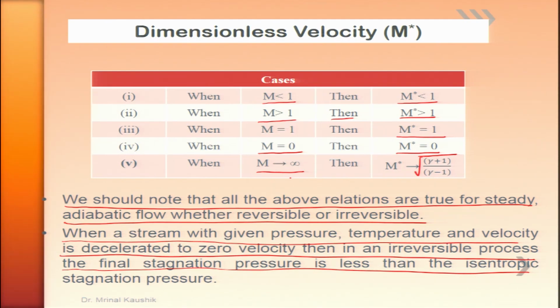That means the relationship is something like this: even though Mach number is unbounded, that is, it is tending to infinity, M star does not tend to infinity. Rather, it is going to square root of gamma plus 1 upon gamma minus 1. For gamma equal to 1.4, it is 2.4 divided by 0.4, that is equal to 6, and then M star tends to square root of 6. Then we have achieved that even though the Mach number is unbounded, the M star non-dimensional speed is not unbounded.